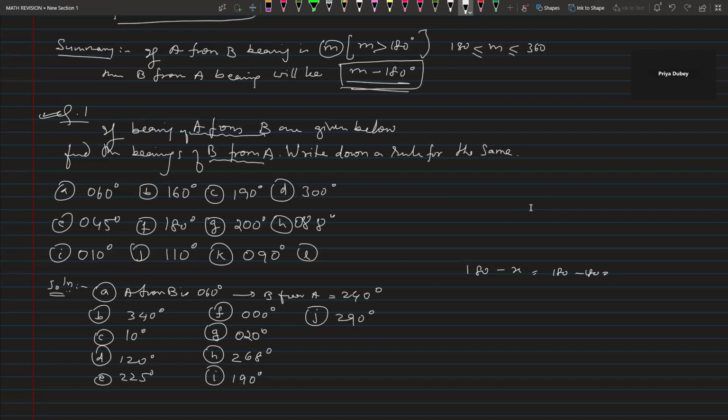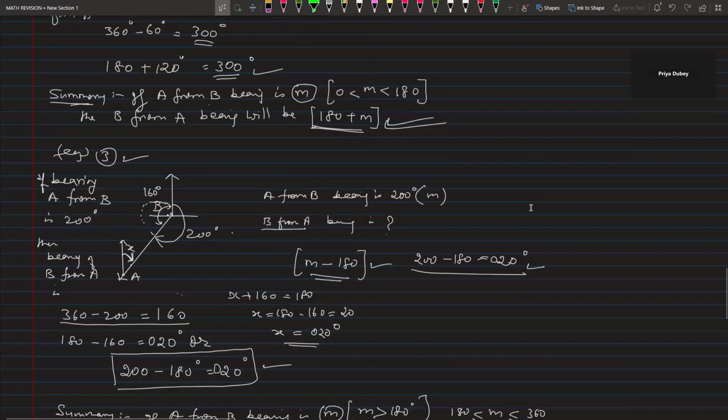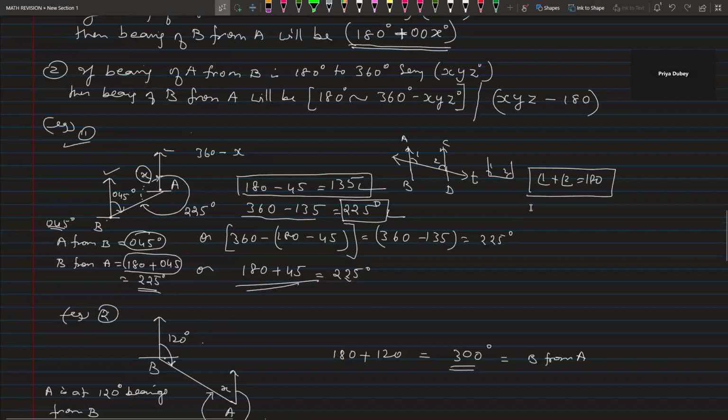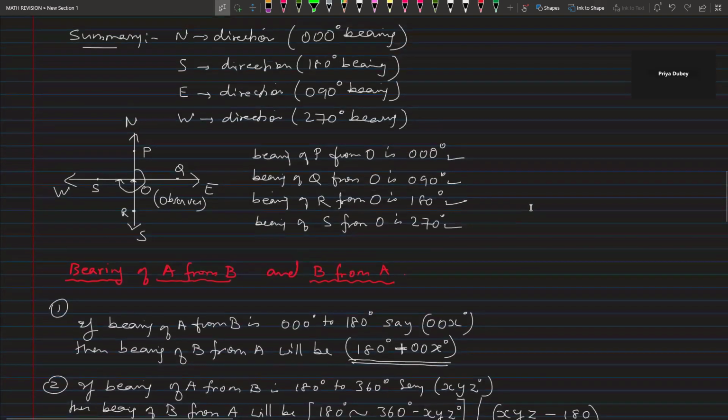The last one, K, is 90. So 90 means how much? 180 plus 90, yes, 270. 180 plus 90 is 270. Got it? Now 270 is west or east? It is west. So look, I told you here that a 90 degree bearing means east. Can you see here? Bearing of Q from O is 90 degrees.